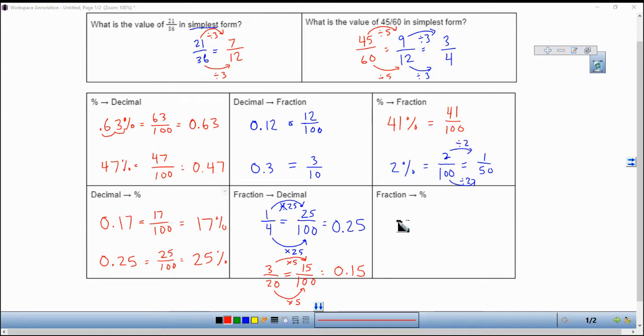Okay, last one of the conversions. We have fractions to percents. So let's start with something like 7/10. Well, 7/10 can't be a percent because it's not out of 100. So we need to make it out of 100. That seems to be the theme here. If we can get it out of 100, we can get to where we need to go. 7 times 10 is 70. So 7/10 is 70 out of 100, or 70%.